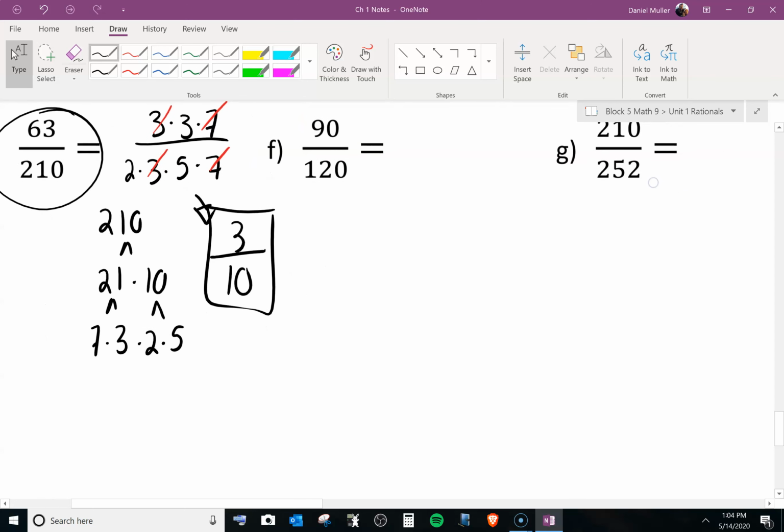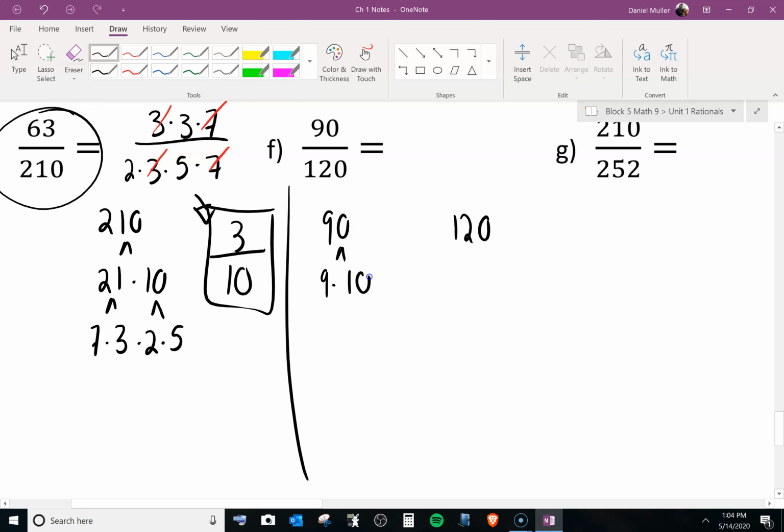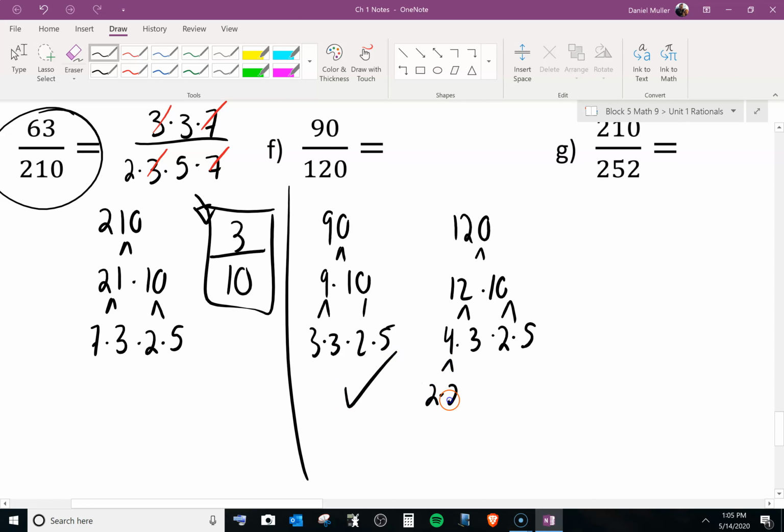Now, let's do F. So I've got 90 and 120. Both these have 10, so a 9 and a 10, and a 12 and a 10. 9 is 3 times 3, the 10 is 2 and 5. The 12 is 4 and a 3, and the 10 is a 2 and a 5. This one's done, so I don't need that. And this is 2 and a 2, and then the 3, 2, and 5 can carry down.